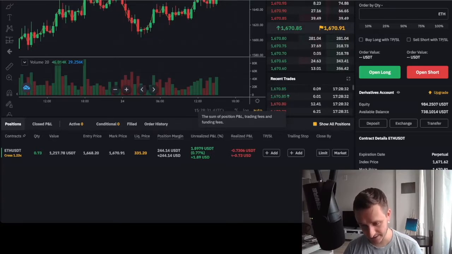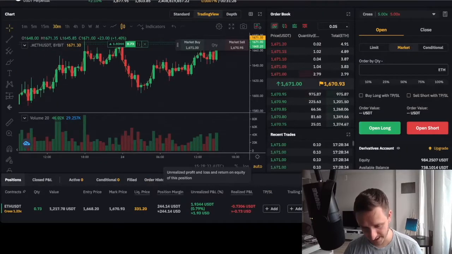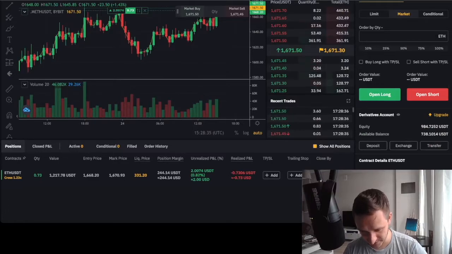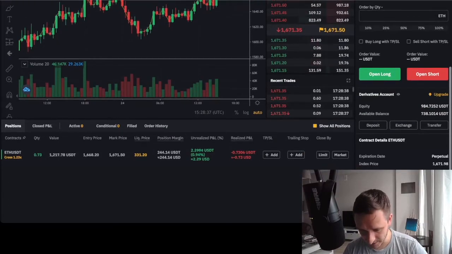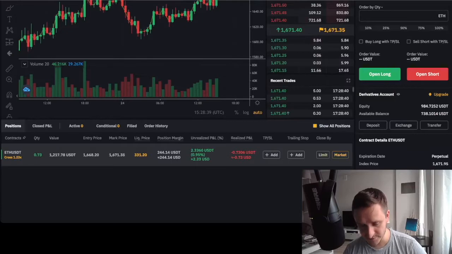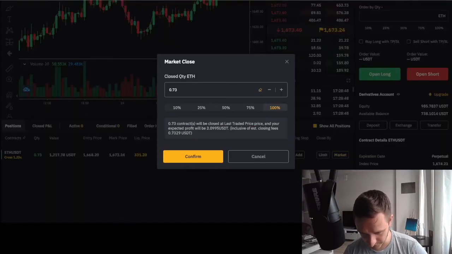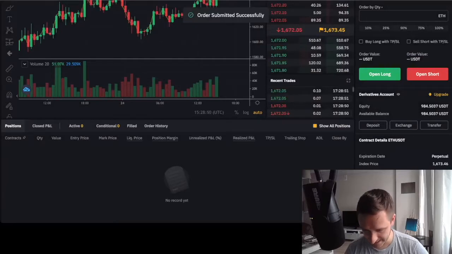As you can see, the ETH is going up, so I have $2 of unrealized P&L. I can market close or I can limit close. Market close is the easiest thing. It will close my position right away. With limit, I can put the price, $3. Let me, yeah, I'm going to close it, and that was it.